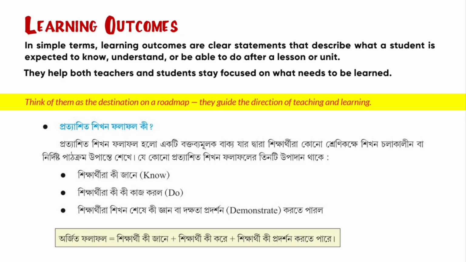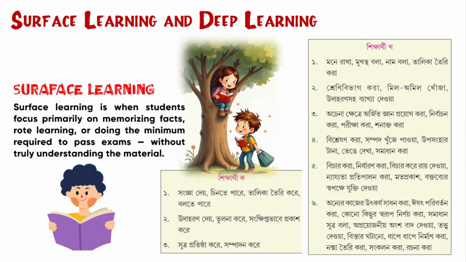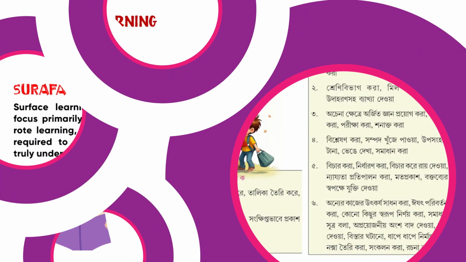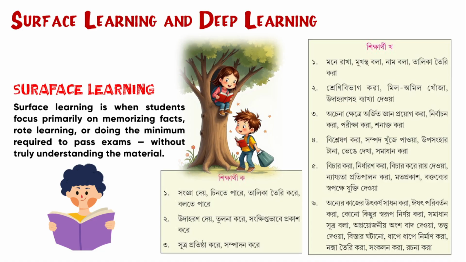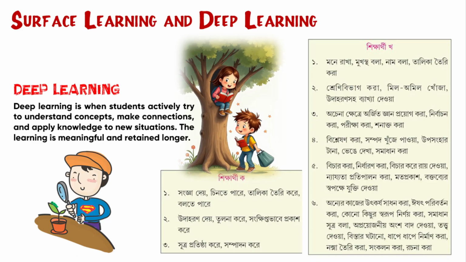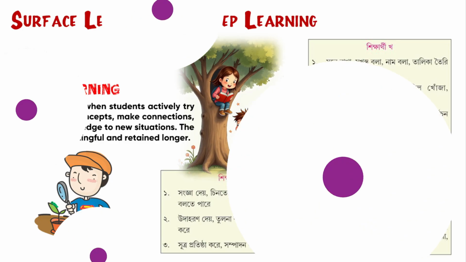Think of learning outcomes as the destination on a roadmap. They guide the direction of teaching and learning. So, before understanding how to write learning outcomes, we need to know what surface learning and deep learning are. Surface learning is when students focus primarily on memorizing facts, rote learning, or doing the minimum required to pass an exam without truly understanding the material. And deep learning is when students actively try to understand concepts, make connections, and apply knowledge to new situations. The learning is meaningful and retained longer.